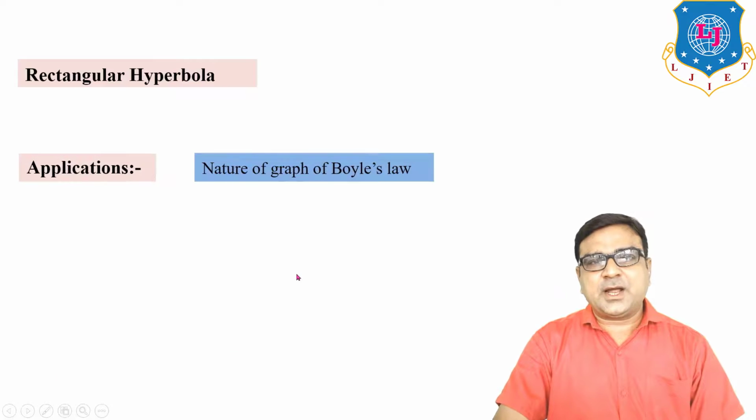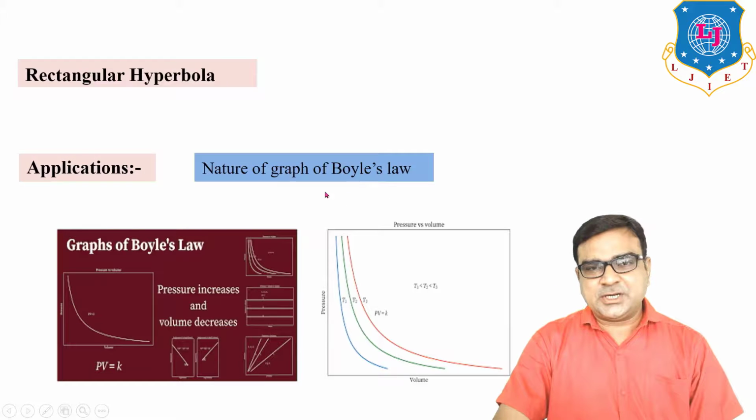Now rectangular hyperbola: the shape of the graph of pressure versus volume for an isothermal process, or in Boyle's law, the curve of pressure versus volume is exactly a hyperbola. Here when pressure is decreased, volume increases. This path follows a rectangular hyperbola curve.